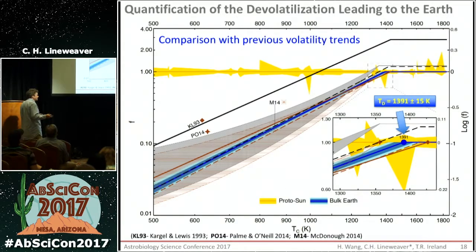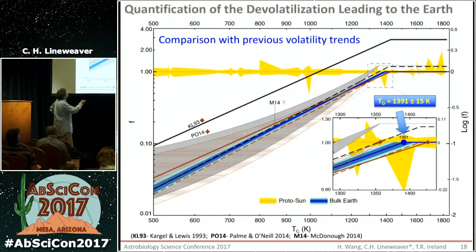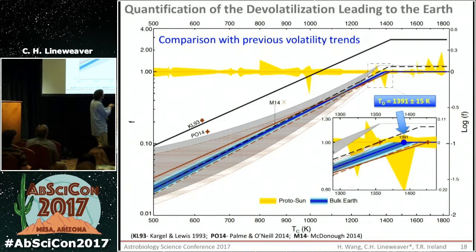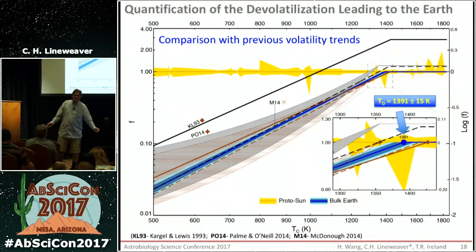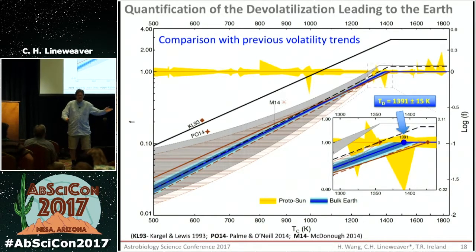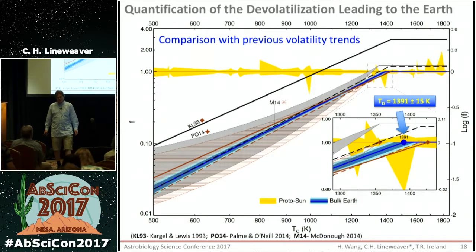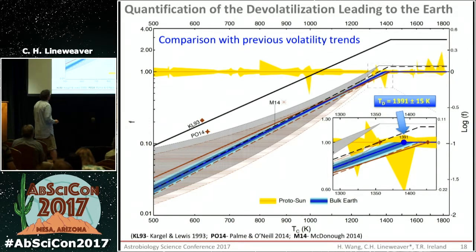Moving along. Now let's compare what I just showed you to previous closest results. There are some from Kargel and Lewis 93, Palme and O'Neill 2014, and McDonough 2014. Basically they had this enrichment that I told you about. When we renormalize theirs to aluminum, for example, that brings them all down here. And then here's our 1391, and here are their values right here. So some are outside the error bars of ours. So we think we have the most precise measurement of a temperature that I don't think has a name. I've asked lots of earth scientists, what's the name of this temperature? So we just call it the devolatilization temperature, or the break temperature, or the critical temperature, beyond which you have flat here and then go down here.